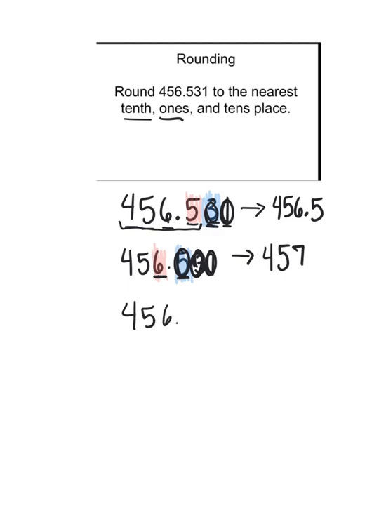Last one, 456 and 531 thousandths, rounded to the nearest tens place. Locate the digit in your tens place. Locate its next door neighbor, which is a 6. So that means 5 or more go up a floor. This digit goes up a floor, and all of these digits revert to zeros.